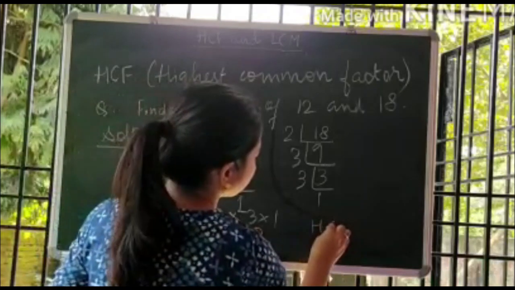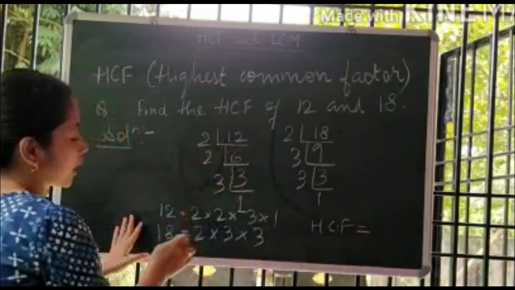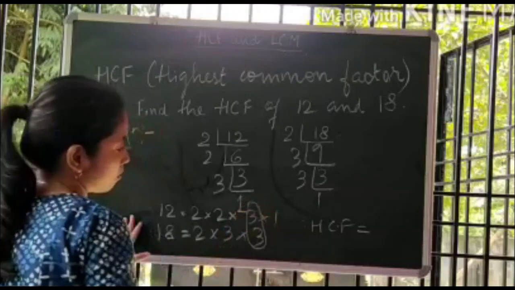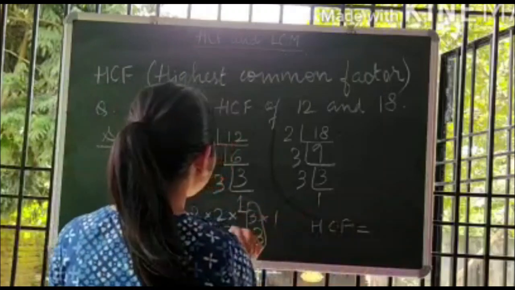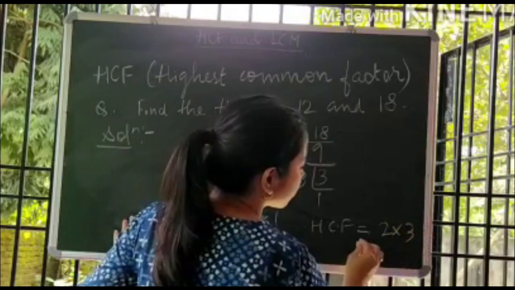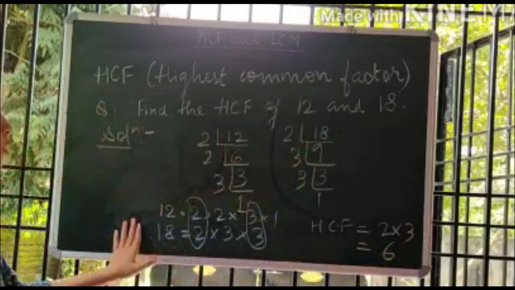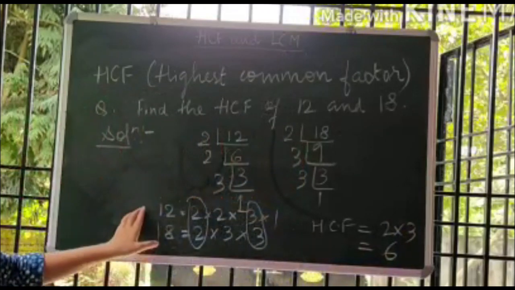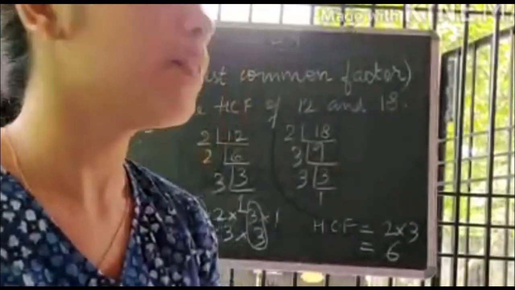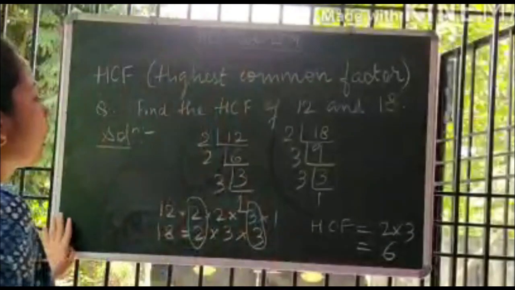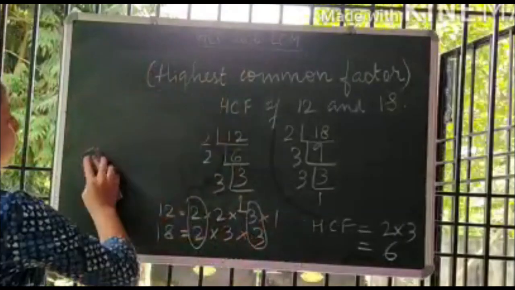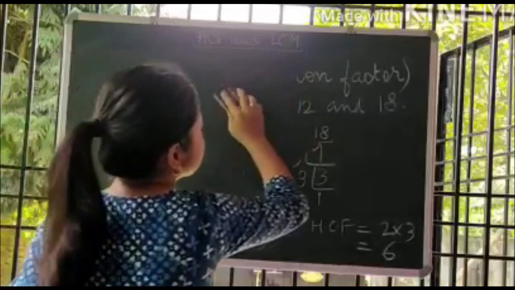Therefore, HCF equals how much? Can you see the common numbers? Where are they? 3 and 2. Both are common here. So, 2 into 3. So here 6 is the highest common factor of 12 and 18. Okay. Now let us see example 5.1. I hope you all are clear with my sum. Okay. Let us see more sums of exercise 5.1.